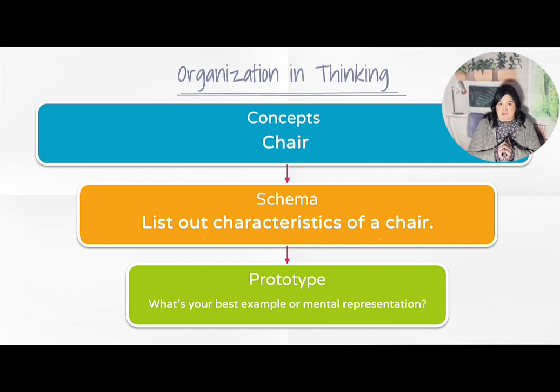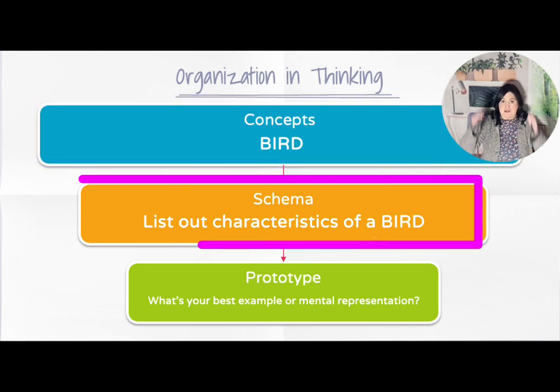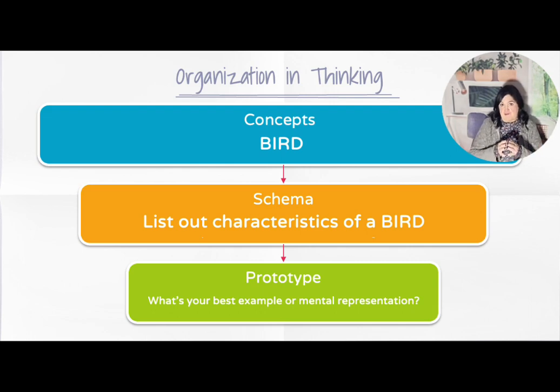So let me review a little bit more. Go ahead and go to the 3-tier graphic organizer in your notes right now. Concepts would be the big overarching category, the category of whatever the idea is. So bird, let's say. Your schema is underneath the concept, so your schema would be the list of characteristics of that concept. For bird, birds have feathers, they have a beak, they have little feet. Sometimes they can fly, sometimes not. That is your schema, and your prototype is your mental image or your best example that you have already in your brain.